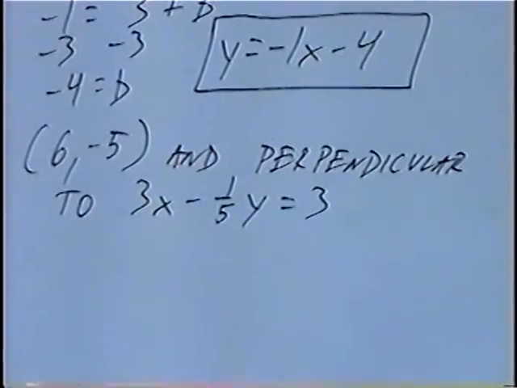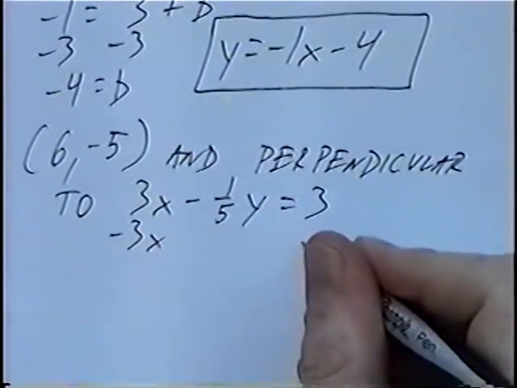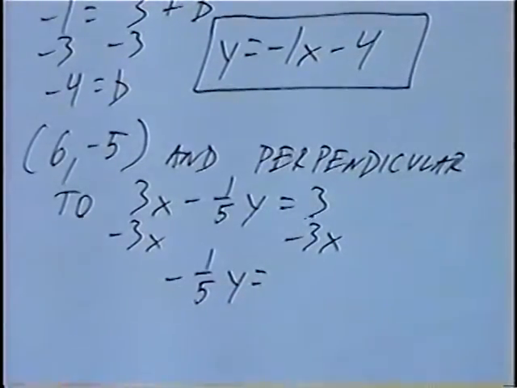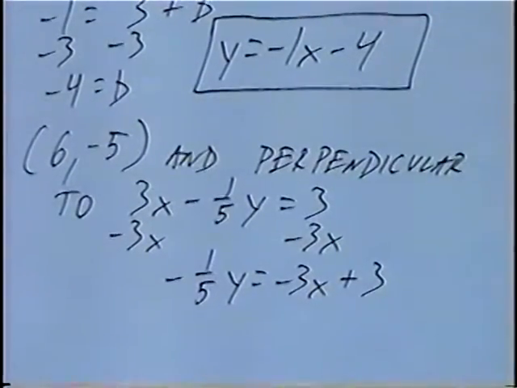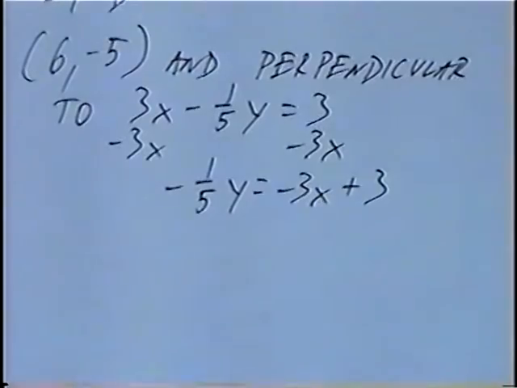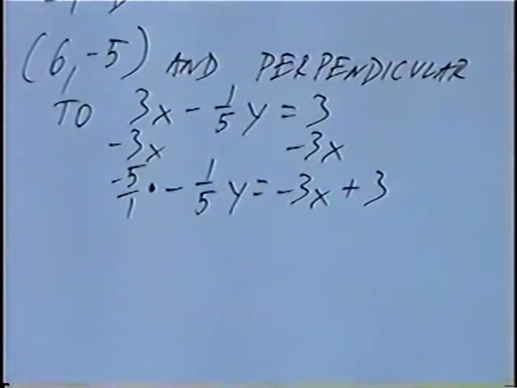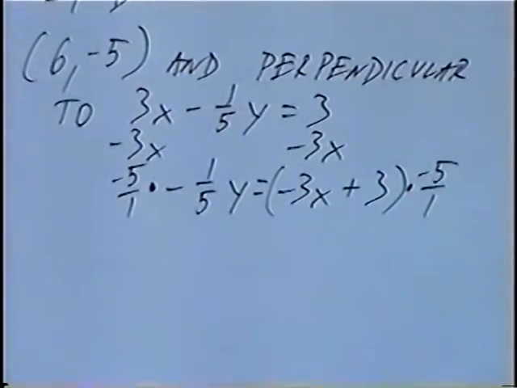This equation is not in y equals mx plus b or slope-intercept form. So to find the slope, we have to first put it in slope-intercept form. To do that, we can subtract 3x on both sides. So we'll have negative 1 over 5y equals, putting x first, negative 3x plus 3. To get rid of the fraction negative 1/5, you can multiply by the reciprocal, which would be negative 5 over 1, and we'll multiply both sides by negative 5 over 1.